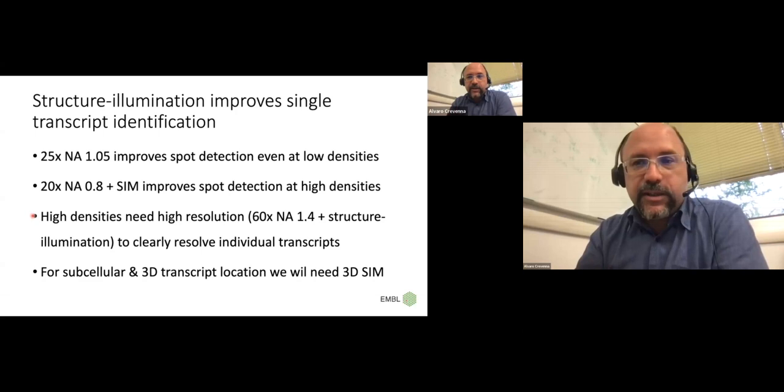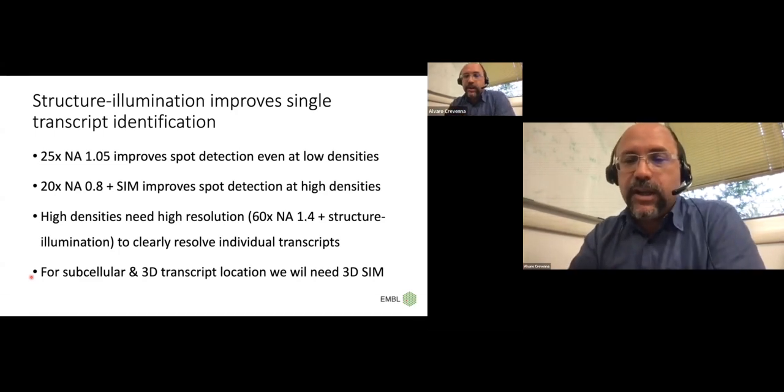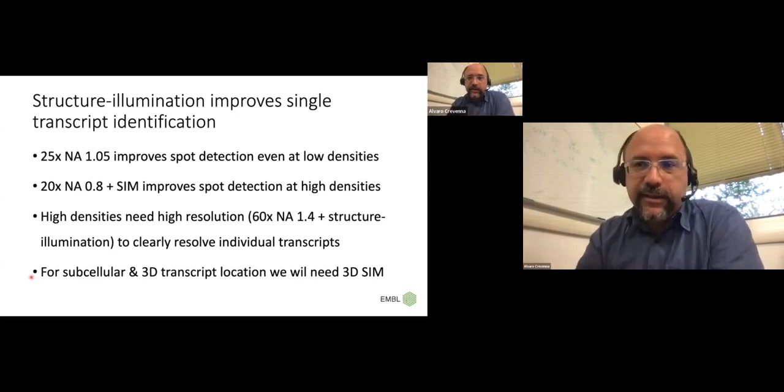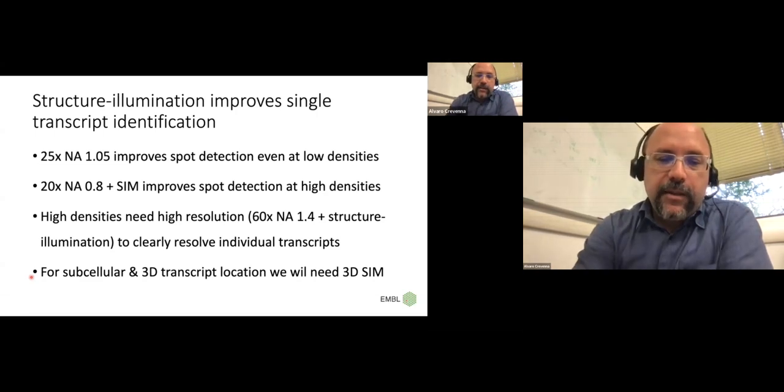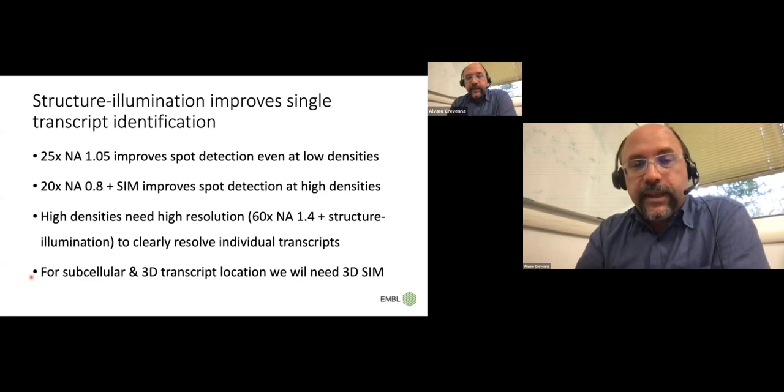In terms of a facility, depending on the project, the density and the expression level, we will tune the imaging to those particular requirements. And if we were interested in subcellular and 3D transcript localization, then we will definitely need some form of super resolution to reliably identify transcripts, especially as the densities get high. So this has been our experience in trying to extend the technological capabilities of the method.